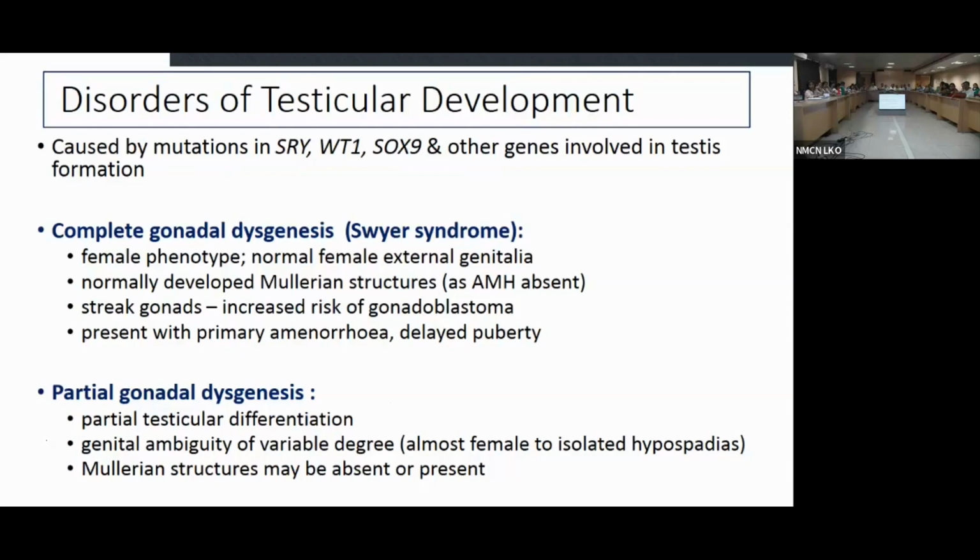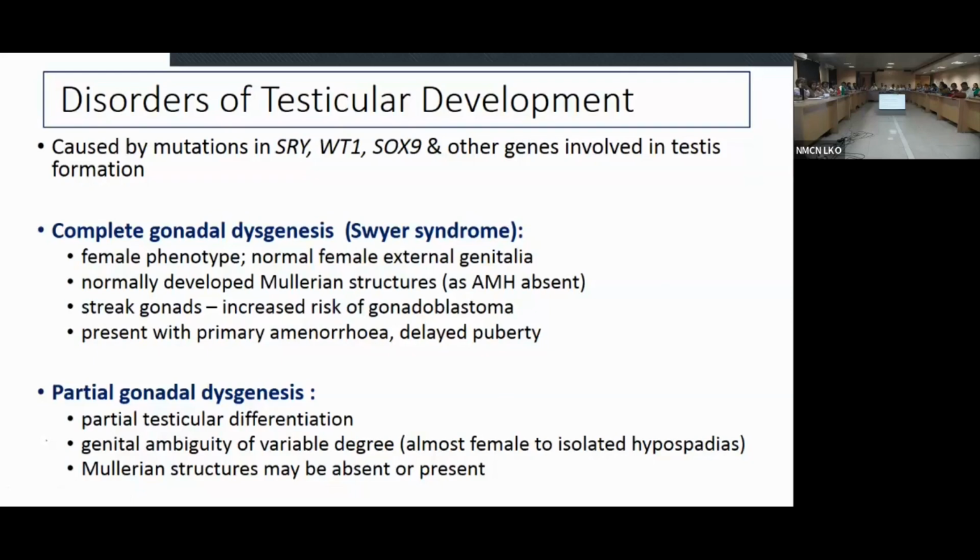So incomplete gonadal dysgenesis, because you do not have the testosterone or the AMH being formed, generally they will have a female phenotype. The external genitalia will be like a normal female external genitalia. The Mullerian structures also will develop normally inside. So they will have the uterus, fallopian tubes, and other Mullerian derivatives because the AMH is not being formed there. Usually they have streaked gonads with an increased risk of gonadoblastoma. And they may be reared as a normal female child and usually present for the first time around in the peripubertal period with primary amenorrhea and delayed puberty as the primary manifestation, and they may be normal otherwise.